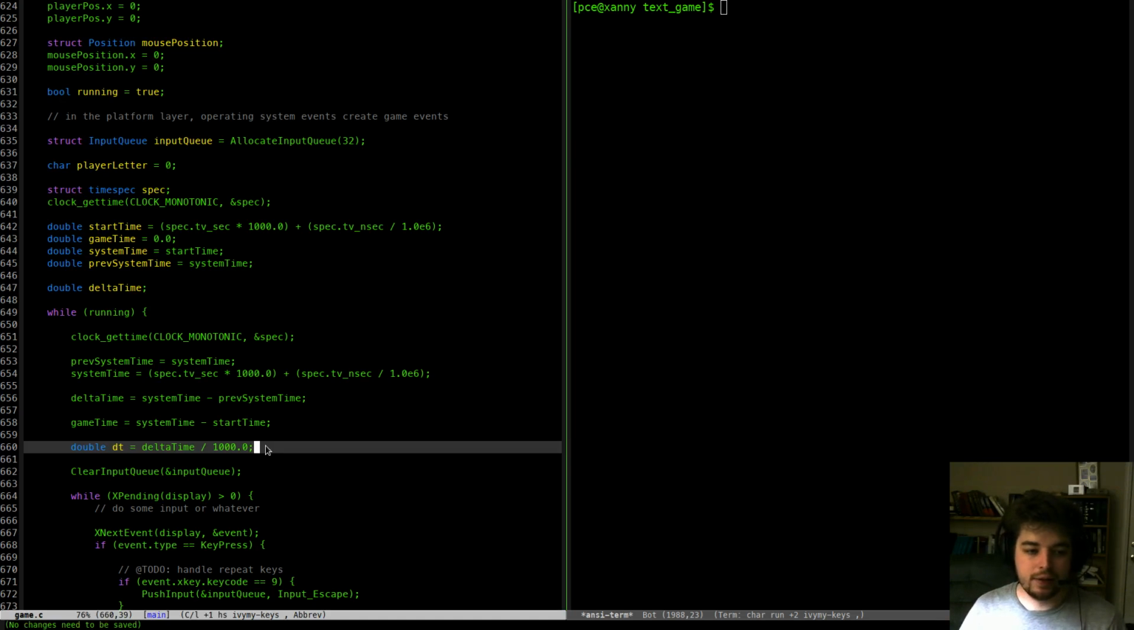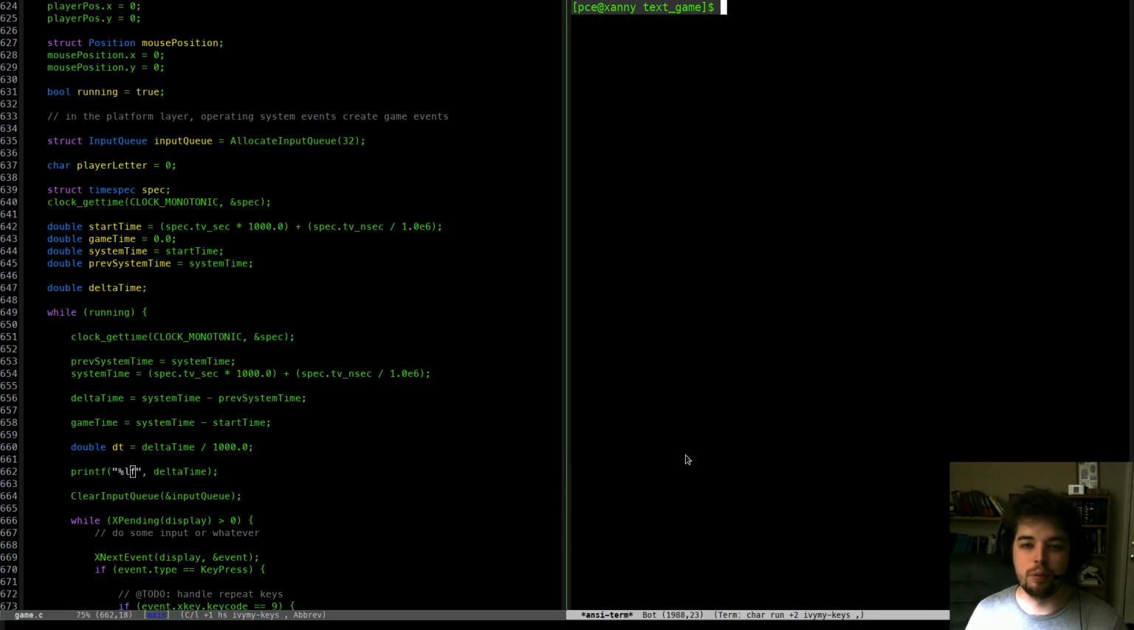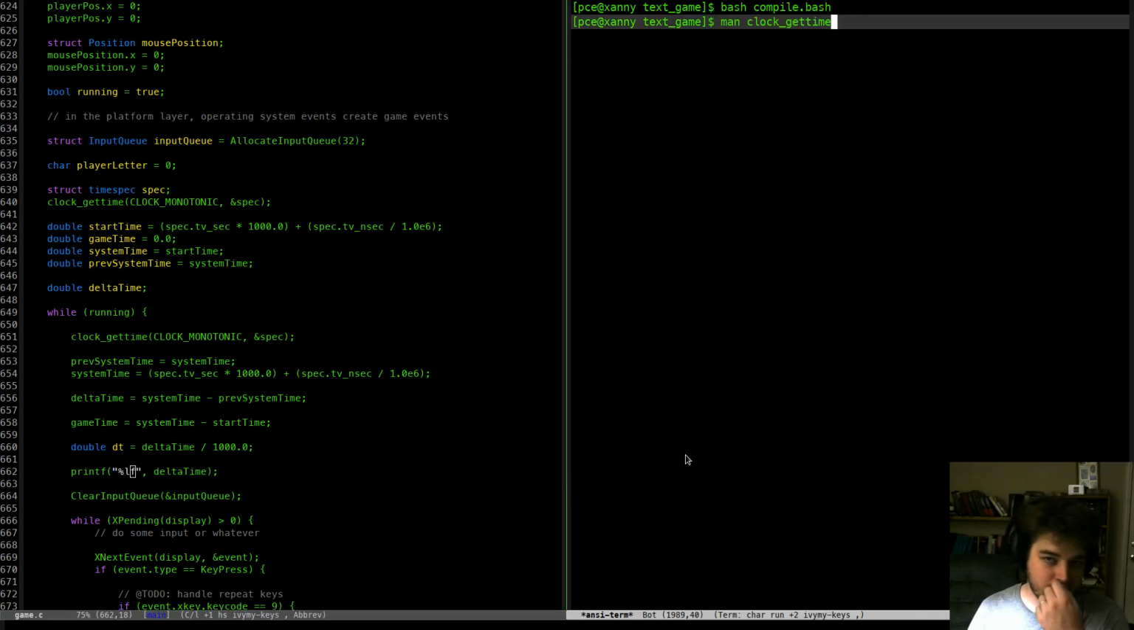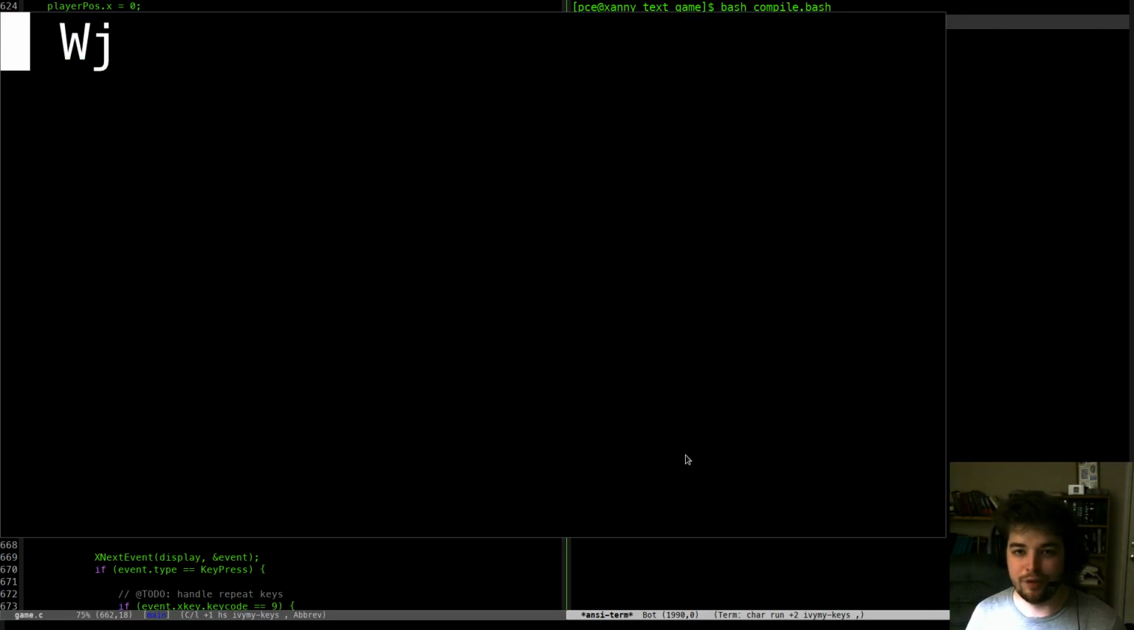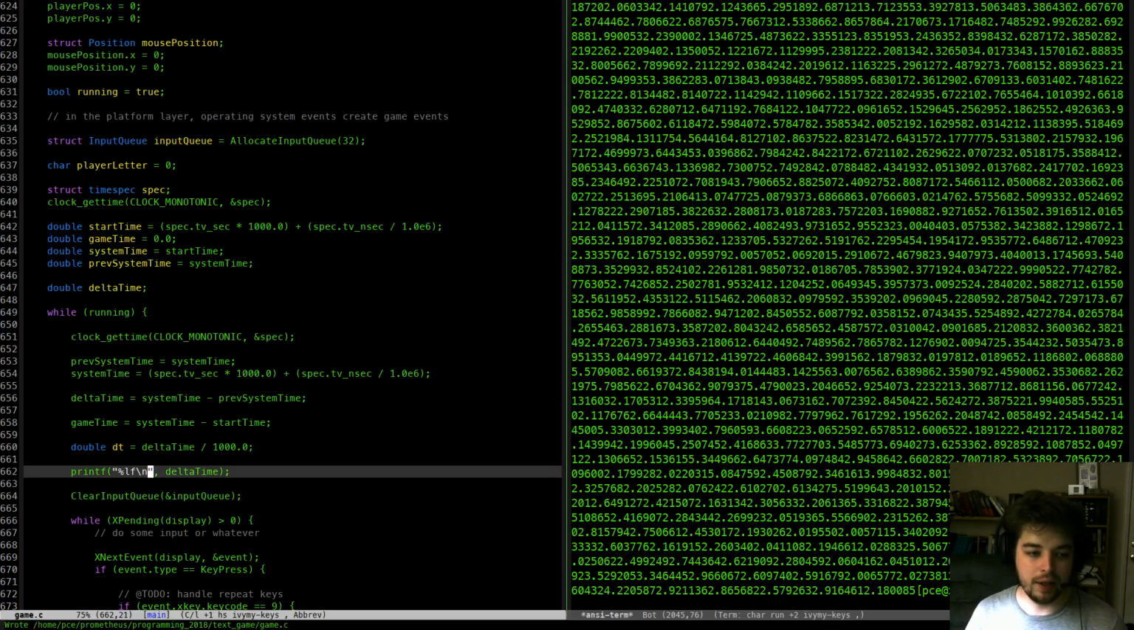So that should be it right there. We can go ahead and throw these up. We're just going to say print delta time, like that. This LF stands for print long float. So that's a double. It's a float that's long. It's 64 bits.